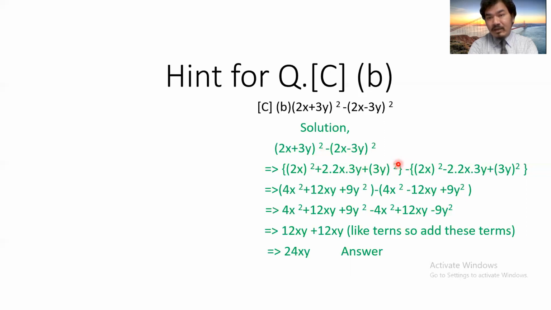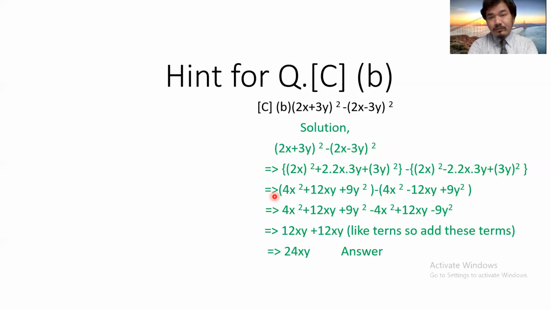That's why all the terms are kept in brackets. Write a square. Here a means 2x, b means 3y. The formula is a square minus 2ab plus b square: 2 into 2x, that is a, and into 3y, that is in place of b, plus b square. This b square means in place of b there is 3y. Write (3y) whole square and close the curly bracket.